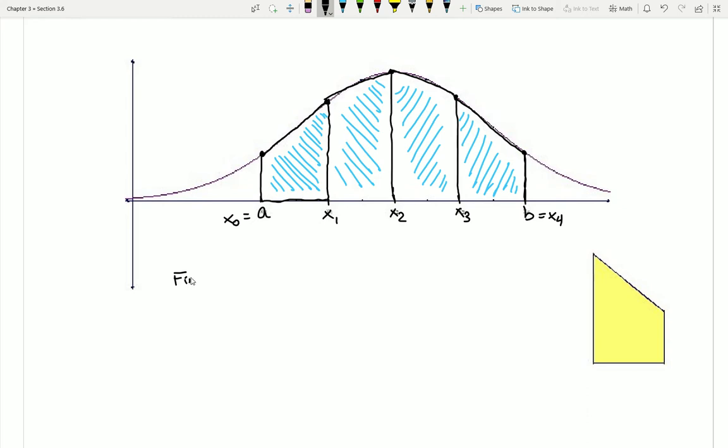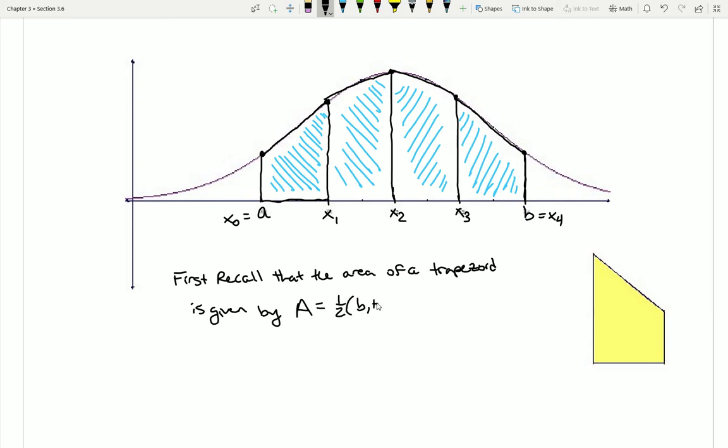I'll start off by saying, first, recall that the area of a trapezoid is given by 1/2 base 1 plus base 2 times the height. Okay, so this is typically what we do when we're finding the area of a trapezoid. We have this kind of summary formula here. These B1s and B2s correspond to the parallel sides. So maybe this would be B1 and this would be B2.